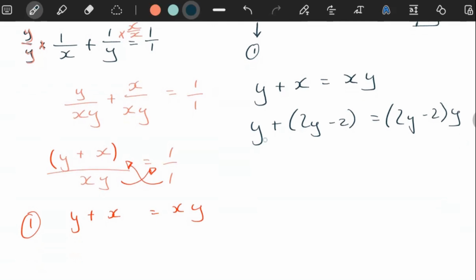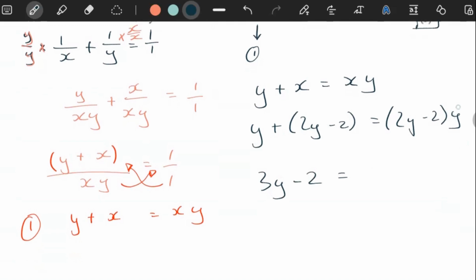Solving for y, here we'll just have y plus the 2y, which is just going to be 3y, because the brackets are really not necessary. They're not going to do anything. So 1y plus 2y gives us 3y, and then we have minus 2 here. On this side, the y we can multiply inside, one after the other. So y multiplied by 2y gives us 2y squared. y multiplied by negative 2 is negative 2y.